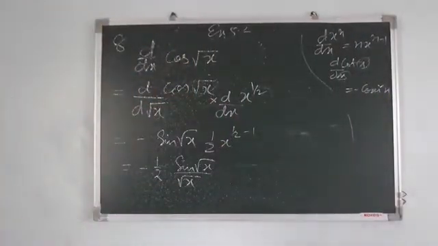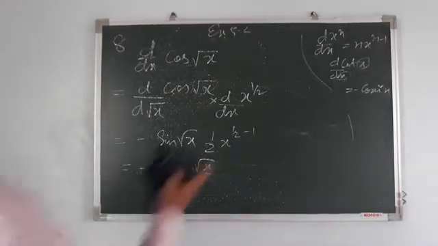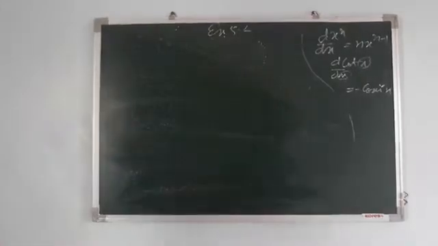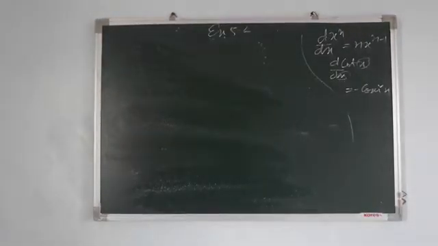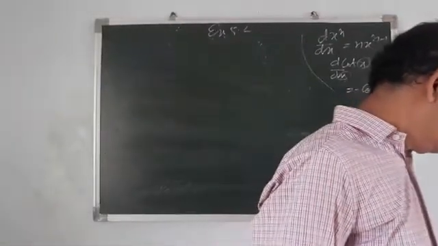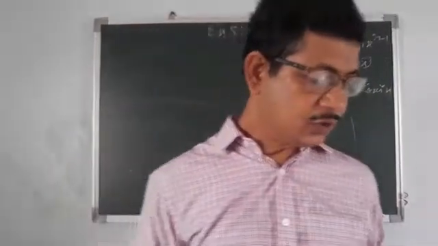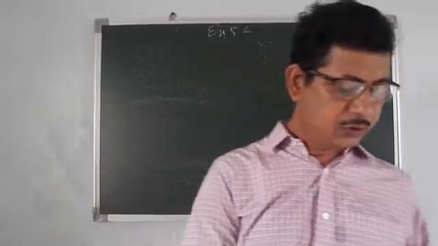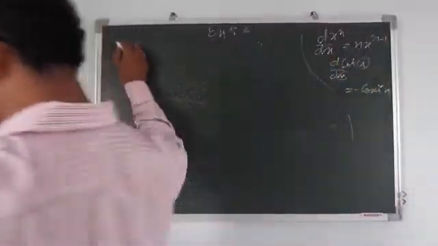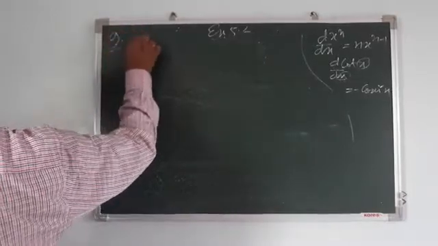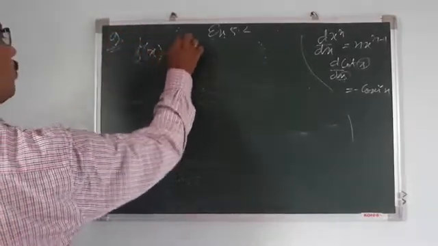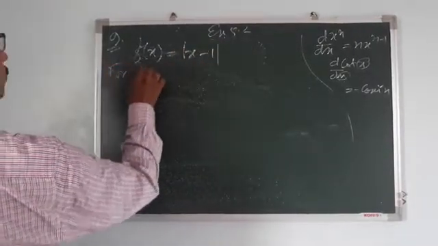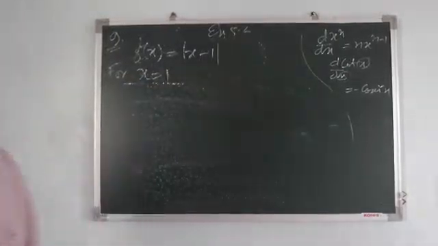Now we will do question number 9. Question number 9, they said what? Prove that the function f given by f(x) equal to modulus x minus 1, x belongs to R, is not differentiable. So f(x) is given as modulus x minus 1, and for x equal to 1, we have to show it is not differentiable.